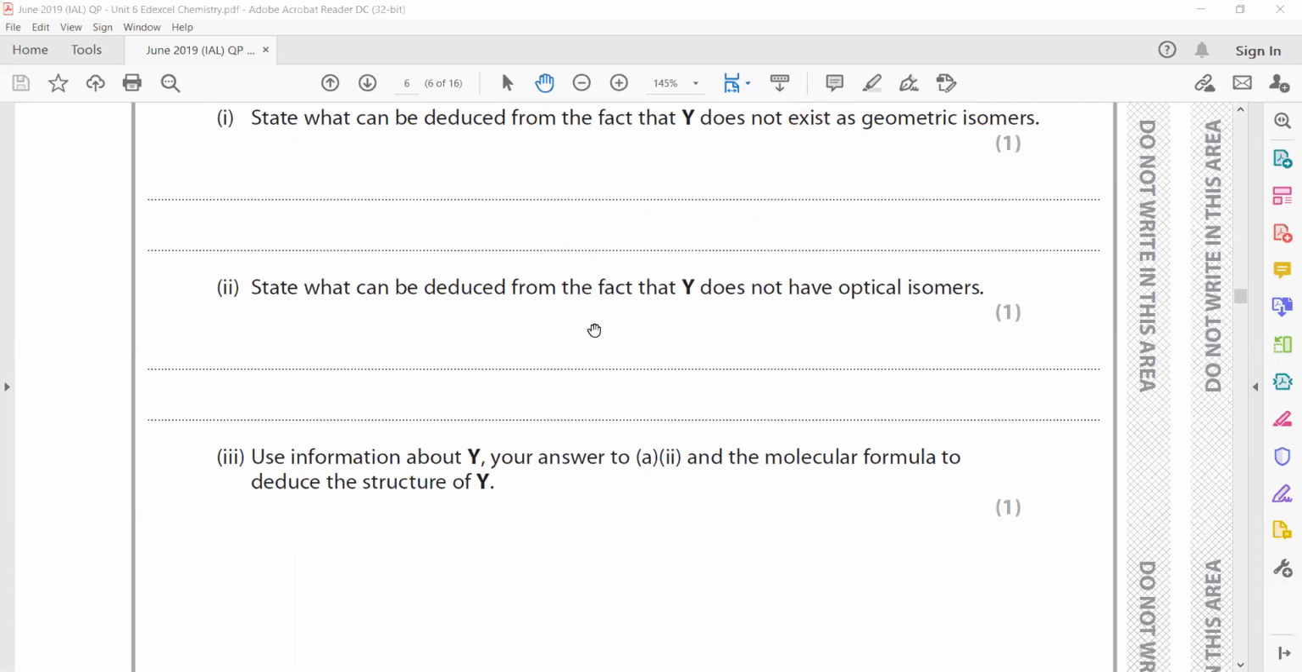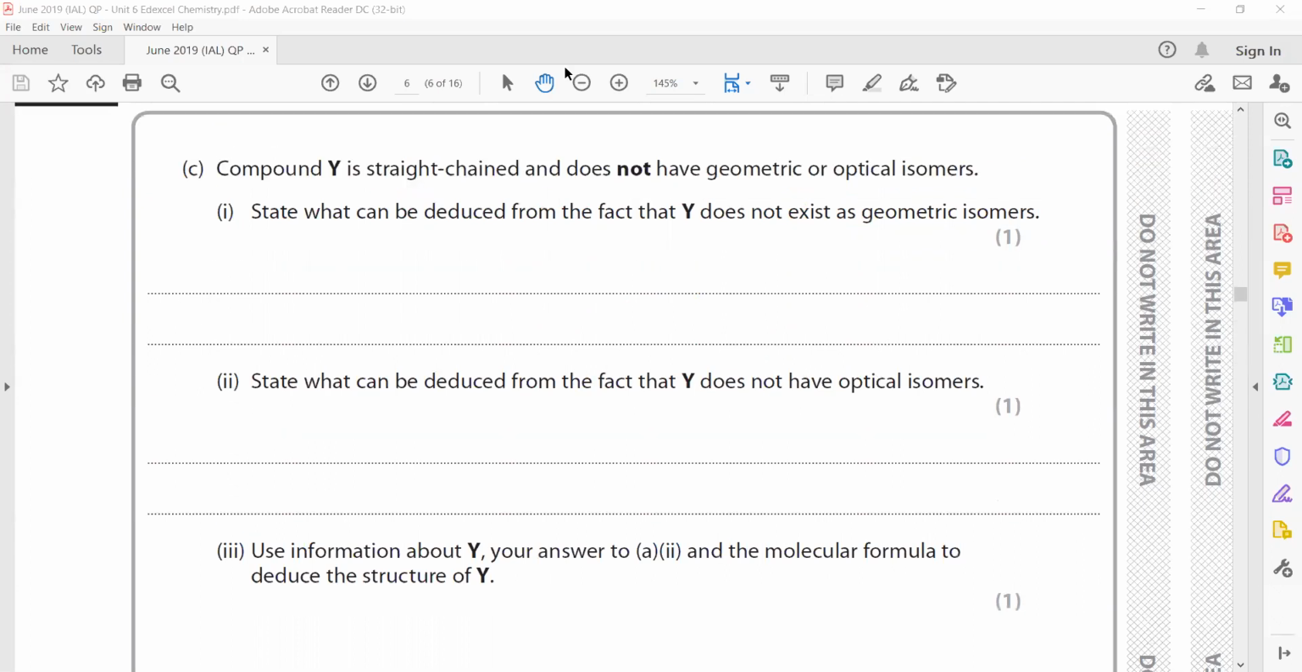State what can be deduced from the fact that Y does not have an optical isomer. To be an optical isomer, the carbon should have all four bonds to different groups, different chains. If it does not have an optical isomer, we can say that the four groups attached to a carbon are not all different. They may be the same or identical, or it does not contain any carbon atom with different groups.